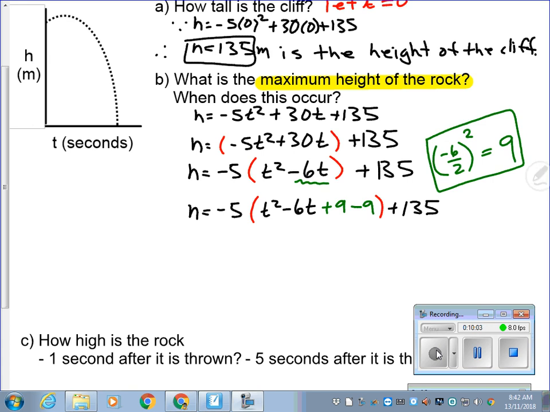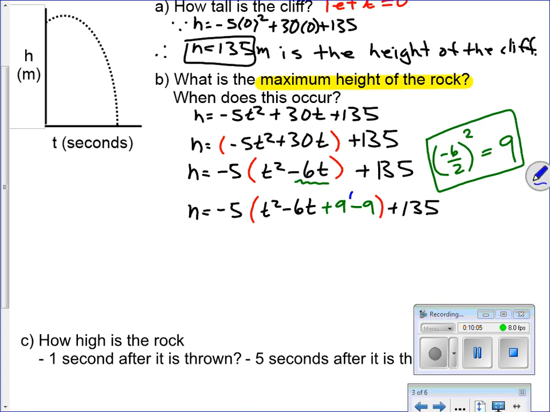Now, remember what I told you. The tricky part of our problem is this minus 9, and we're going to have to bring that thing outside and plop it outside our bracket.